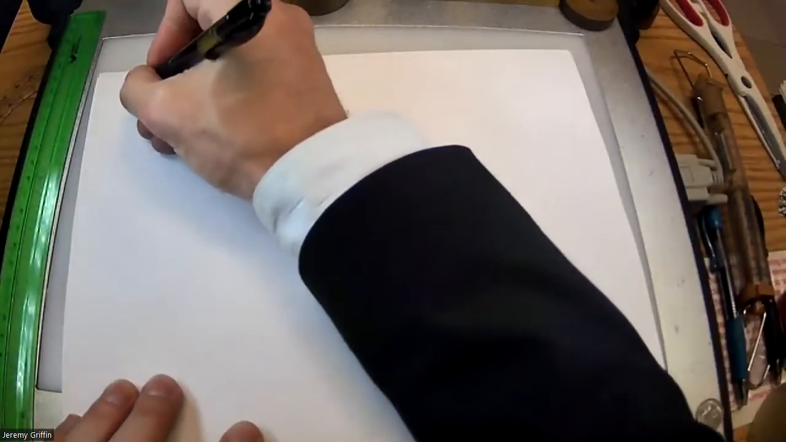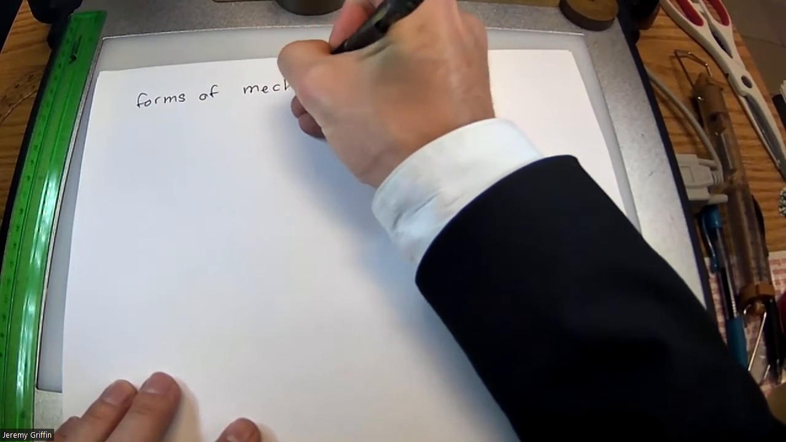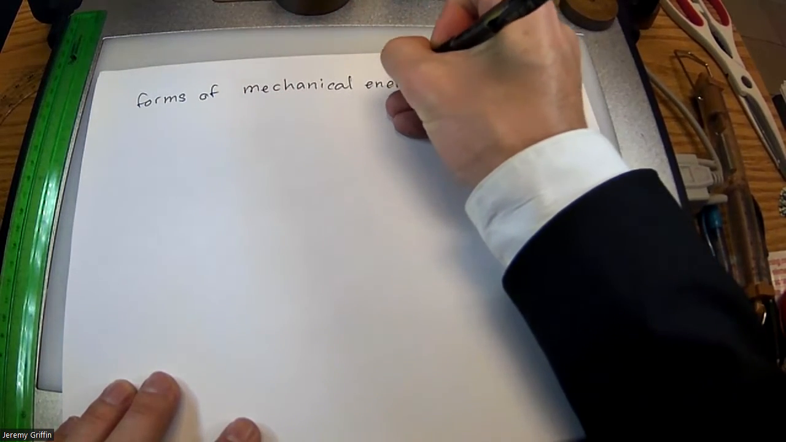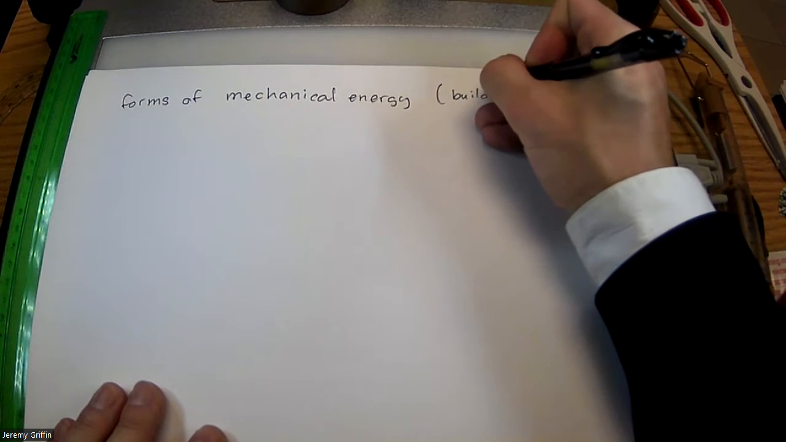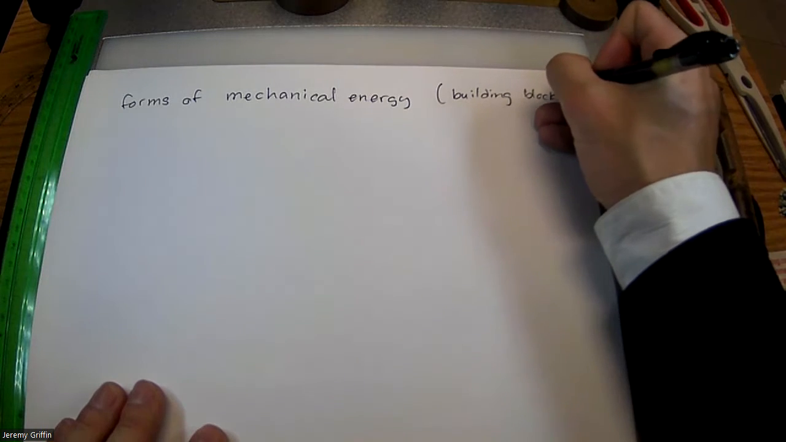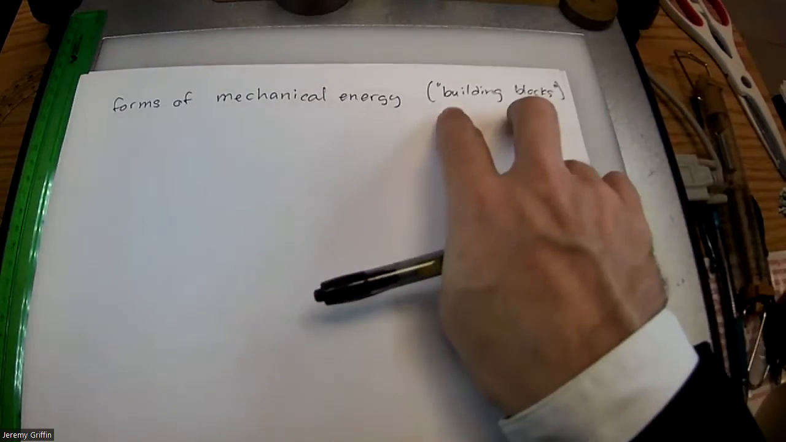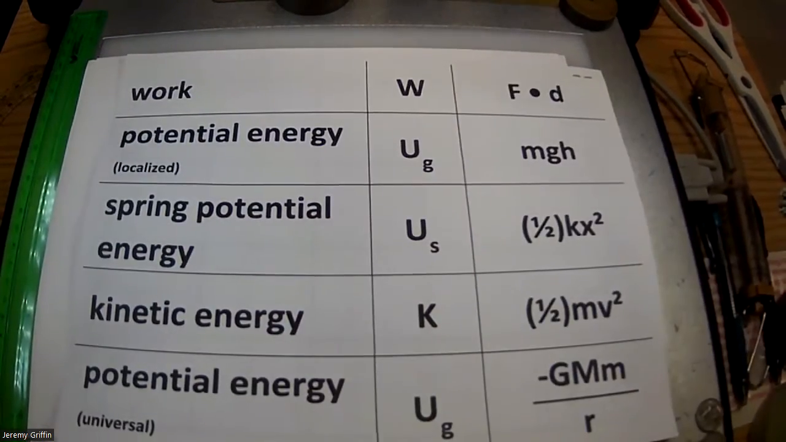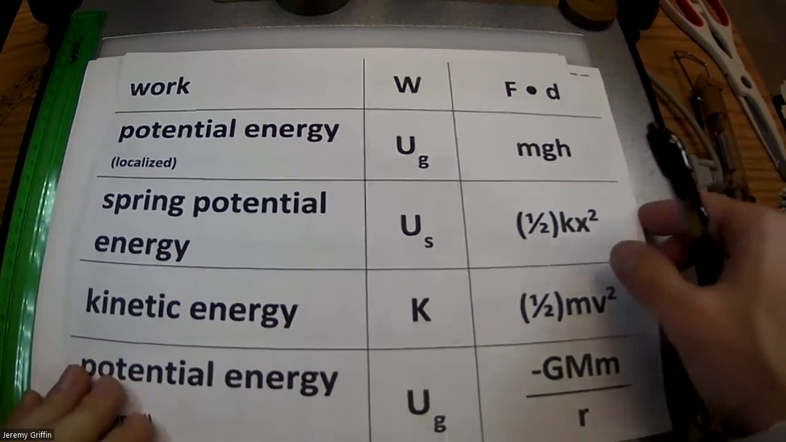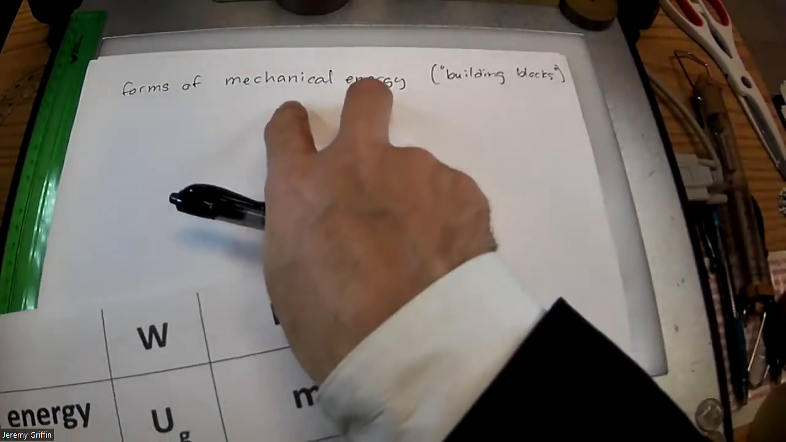Now let's get into these building blocks that I'm talking about. Forms of mechanical energy. If you ever hear me this week use the term building blocks, that's not an exact physics term, but kind of a Griffin term for how we're going to construct these conservation of energy equations. And I'm probably going to be referring to one or multiple of these. So this is a pretty good list of types of mechanical energy.